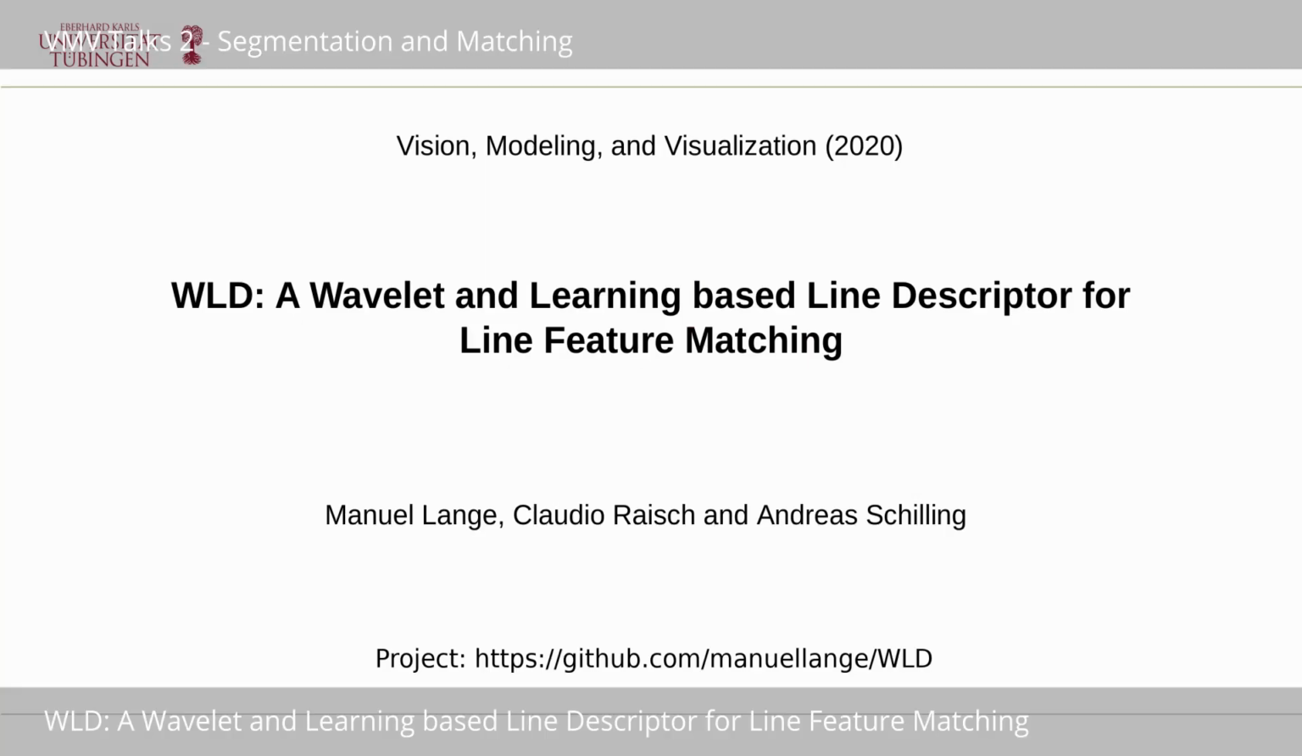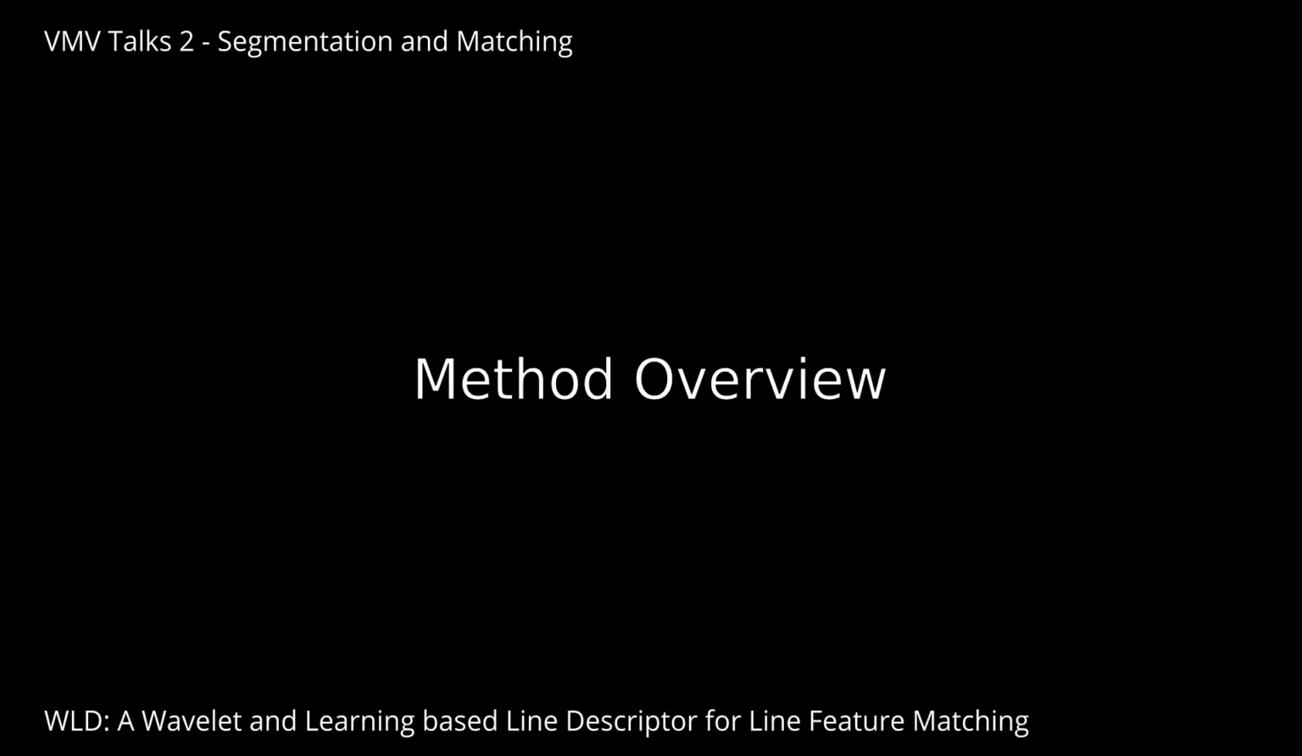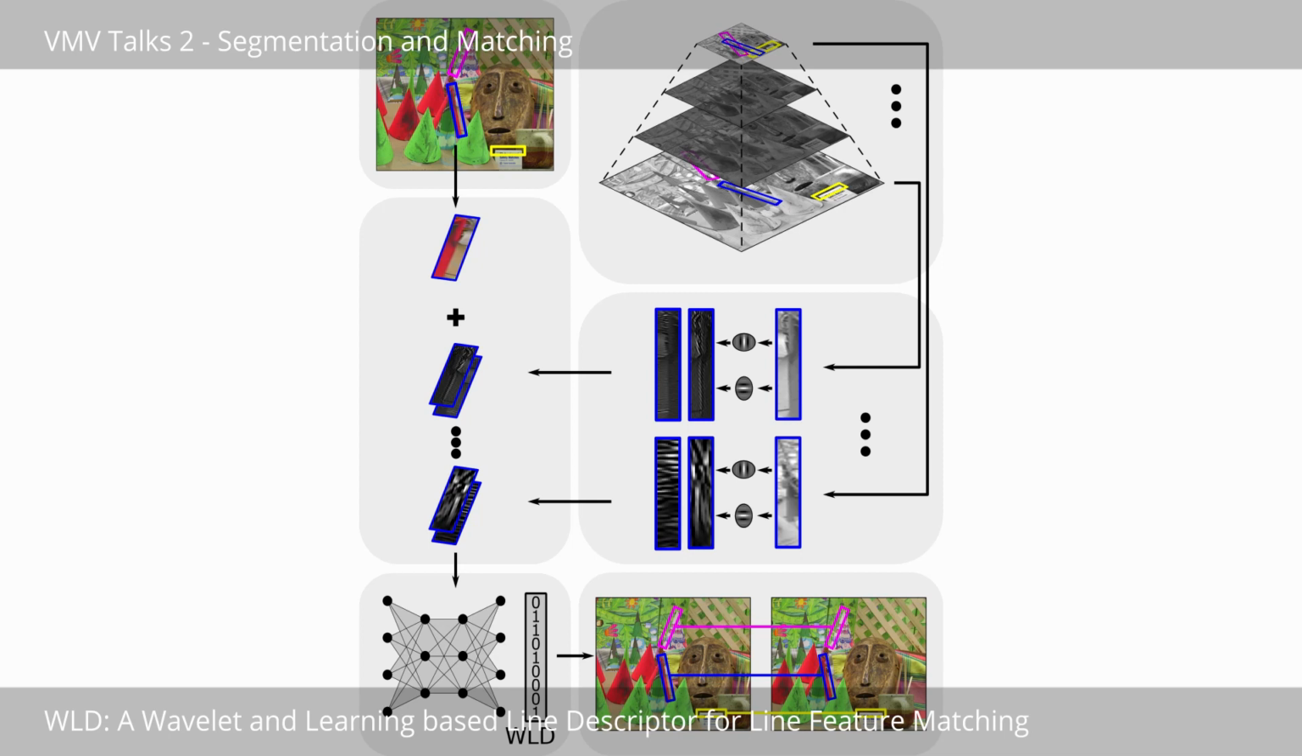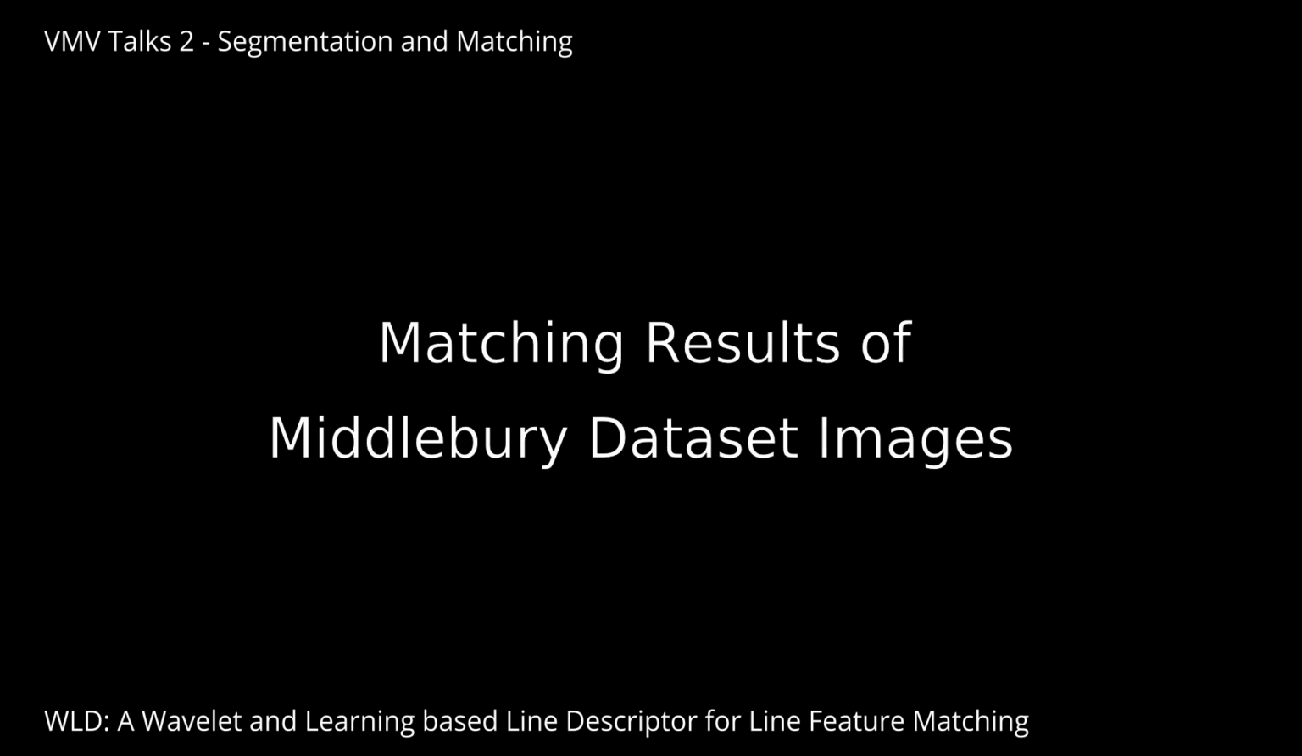We present WLD, a wavelet and learning-based line descriptor for line feature matching. The top left of the overview shows the original image, and the top right shows the multiscale pyramid of it, both with some line segments highlighted for visualization. The middle right depicts the wavelet convolution.